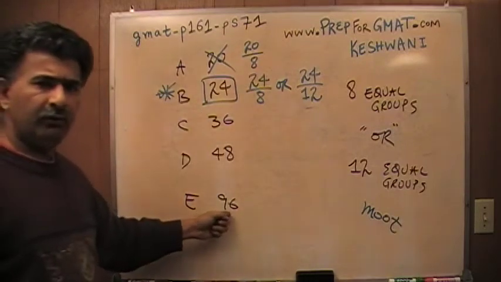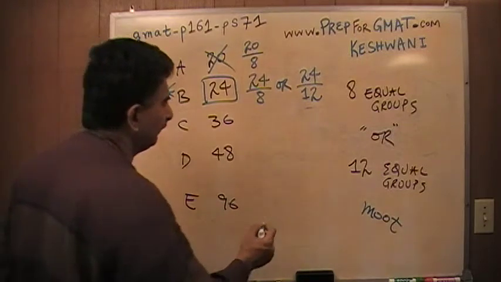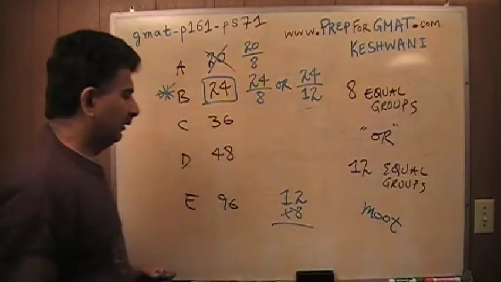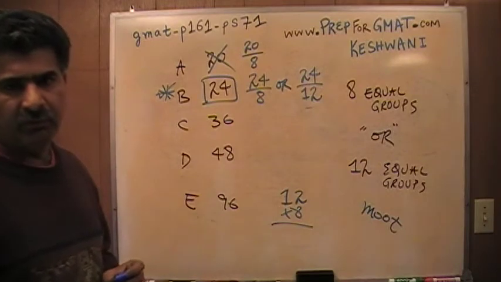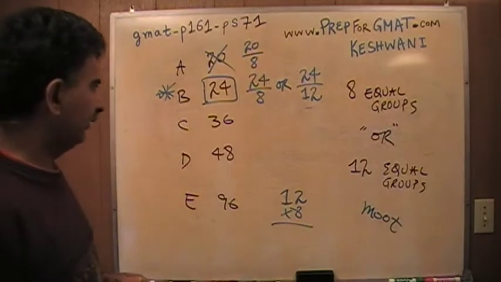Who's going to pick 96 as the answer? The person who's not being careful. Those people just sit there and divide 12 by 8. And of course, that's how they end up with 96. But that's not the lowest number of students that you can have in the class. The lowest number of students you can have in the class is 24. And that's all it is.